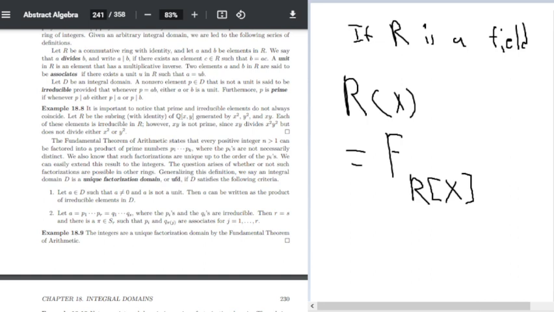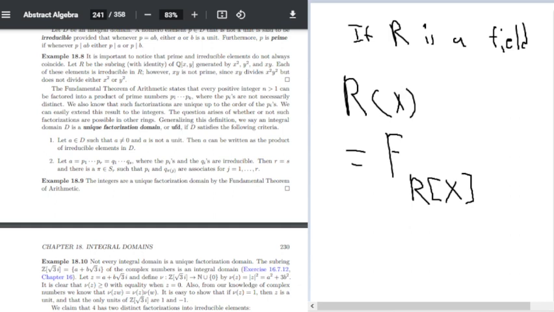Generalizing this definition, we say an integral domain D is a unique factorization domain, or UFD, if D satisfies the following two criteria. First, let a be in D, such that a is not equal to 0 and a is not a unit. Then a can be written as the product of irreducible elements in D. Second, let a equal p1 through pr, equal q1 through qs, where the pi's and the qi's are irreducible. Then r is equal to s, and there is a permutation pi such that pi and q sub pi(j) are associates for j equals 1 to r.